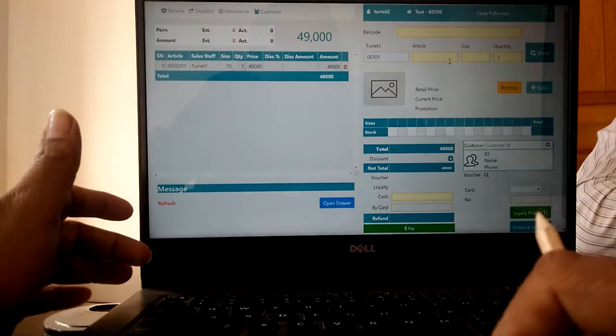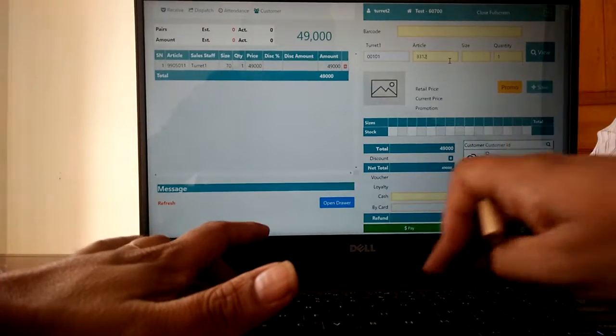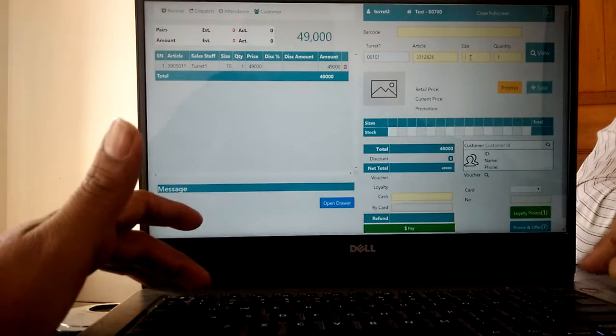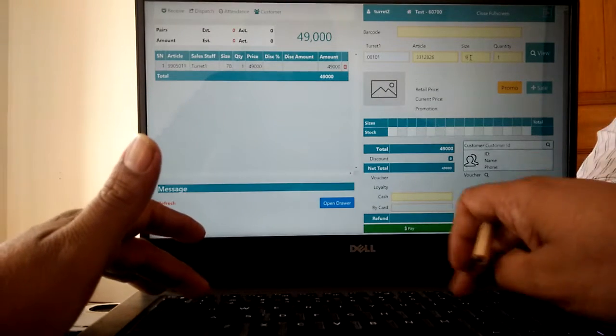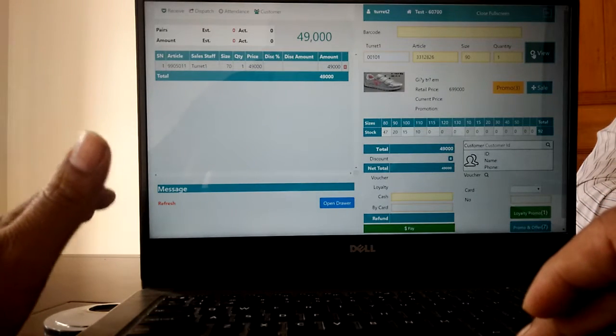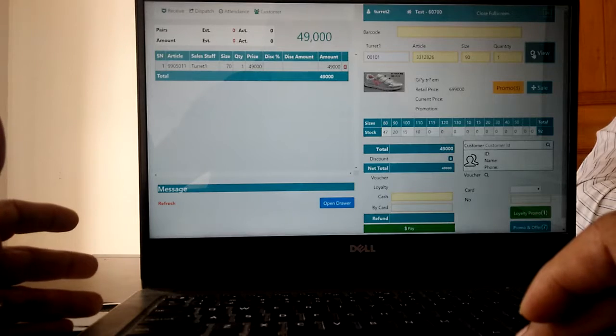And then we are going to sell another article, 3312826. This is an example. Okay, don't consider this article or anything, it's just an example, so it can be anything. This is running from my local server, the demo server, so you don't need to worry about it.